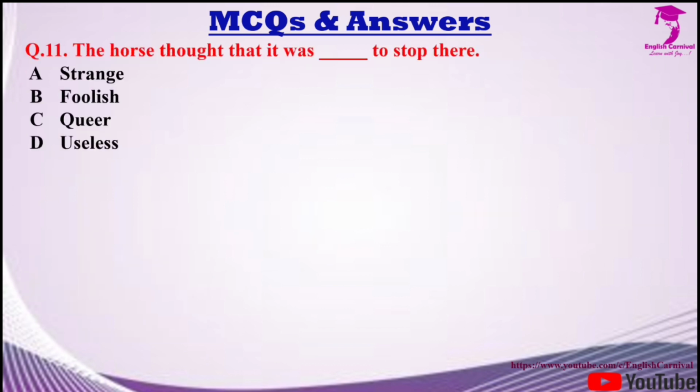Question number 11 we have, the horse thought that it was dash to stop there. Options are A, strange, B, foolish, C, queer, and D, useless. The correct answer is C, that is queer.